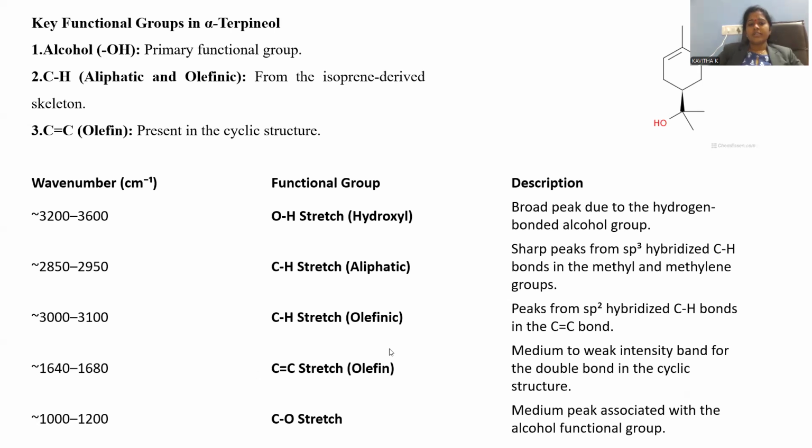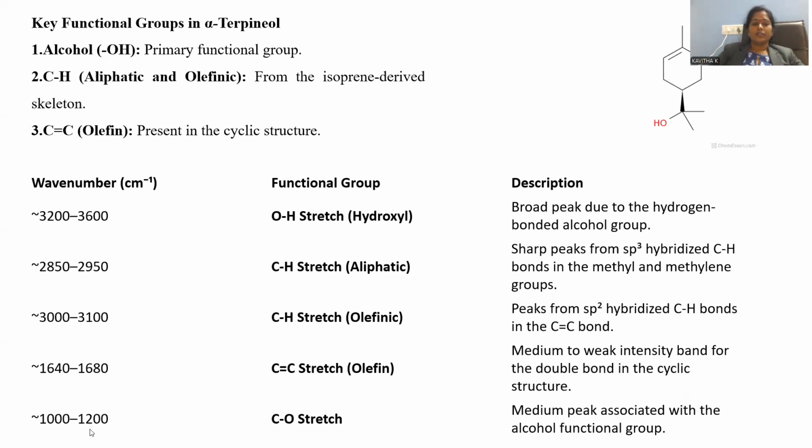At 3000 to 3100 is the olefinic carbon-hydrogen stretch. Only one hydrogen is mentioned because this carbon already has its valency satisfied, and this carbon has only one hydrogen left over. That sp2 hybridized carbon-hydrogen bond is observed at 3000 to 3100 cm⁻¹. Another characteristic peak is the carbon-carbon double bond stretch, which absorbs at 1640 to 1680 cm⁻¹. This indicates the presence of an endocyclic double bond within the molecule.